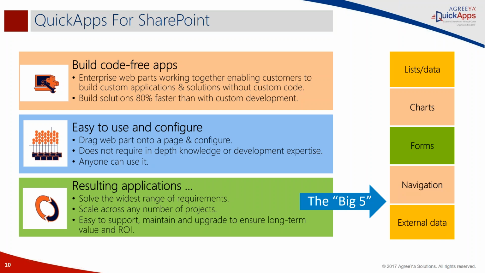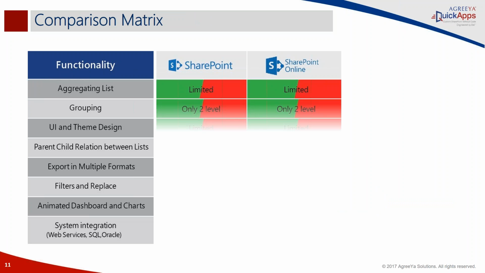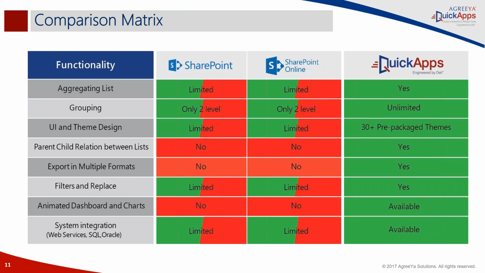Let's take a look at the functionality differences between SharePoint and SharePoint Online, and then we can clearly see where QuickApps fills the gaps and adds value in meeting organizational demands. Our comparison matrix starts with aggregating lists. For SharePoint and SharePoint Online, you have limited functionality in aggregating lists from the same site in SharePoint. QuickApps allows you to seamlessly aggregate lists across different sites, site collections, and web applications.